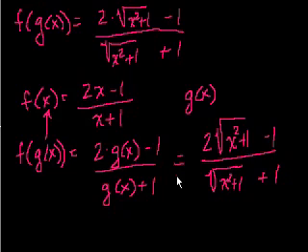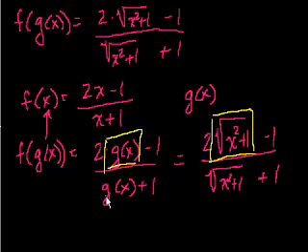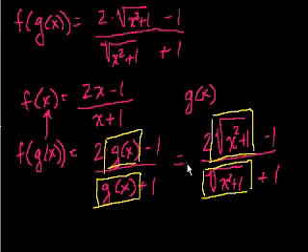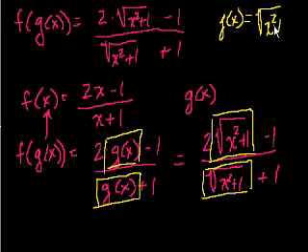And I think now at this point you can kind of pattern match, and you can see what g of x is, right? 2 times something minus 1 in the numerator, and something plus 1 in the denominator, in either case. So we have g of x is equal to the square root of x squared plus 1.